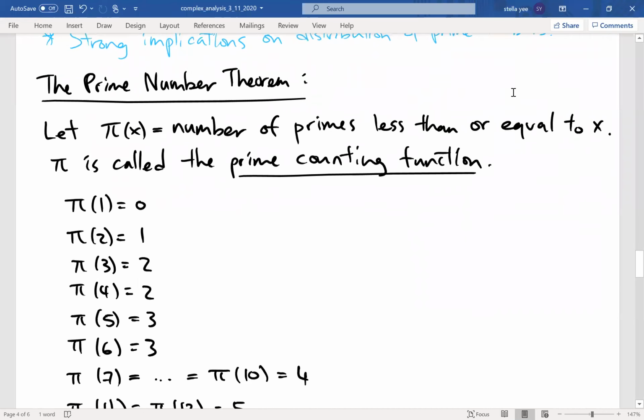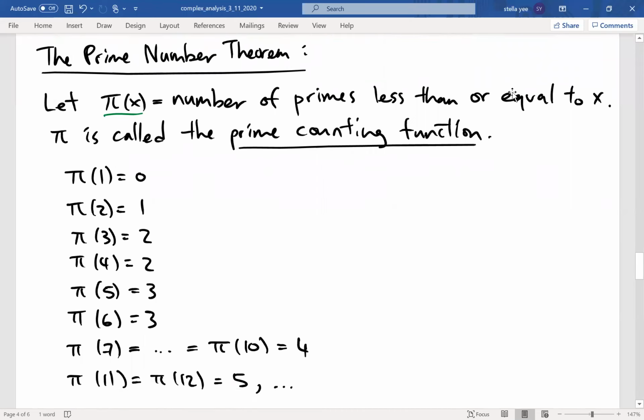Okay. So before I talk about the prime number theorem, I need to define a new function, pi of x. I know they use the letter pi, but that makes sense in this case because pi is a Greek p, right? So p for prime. Let's say pi of x is the number of primes less than or equal to that number x. And pi is called the prime counting function.